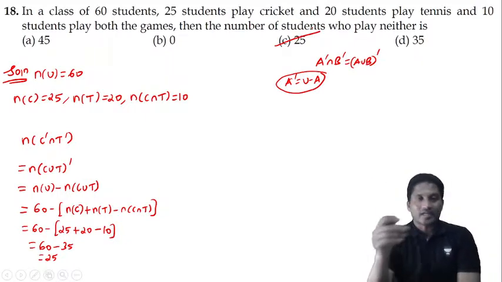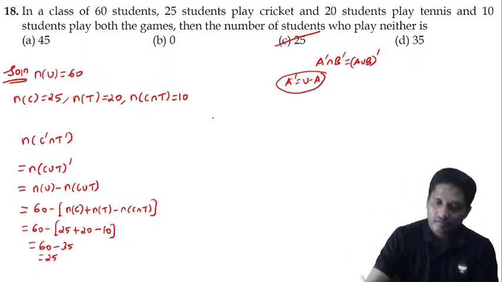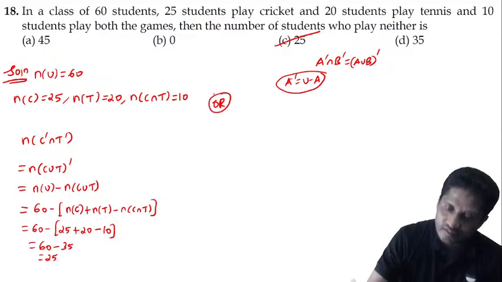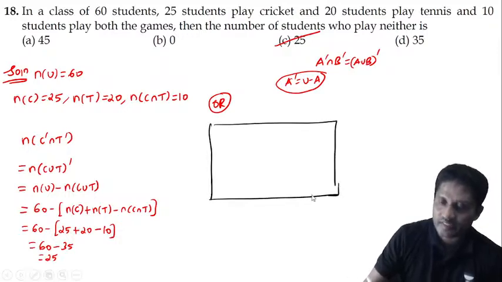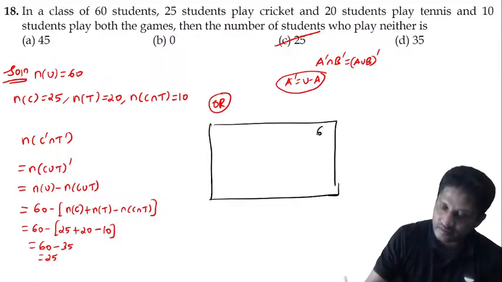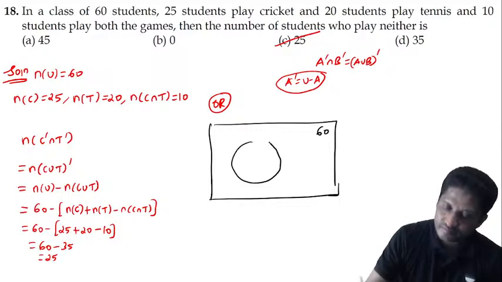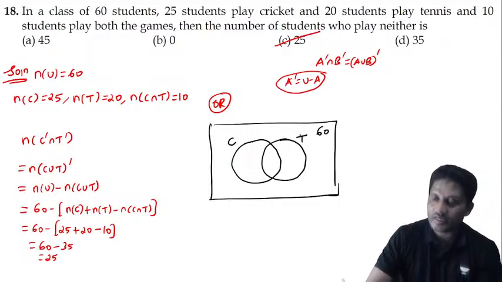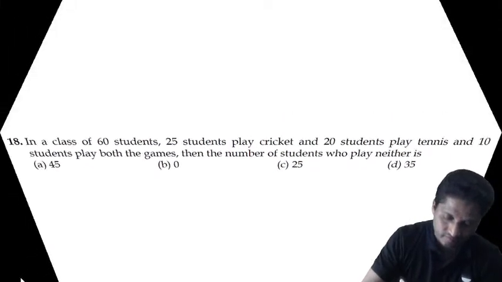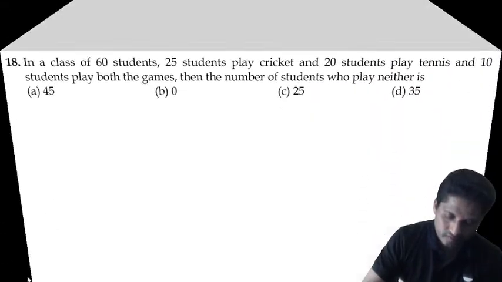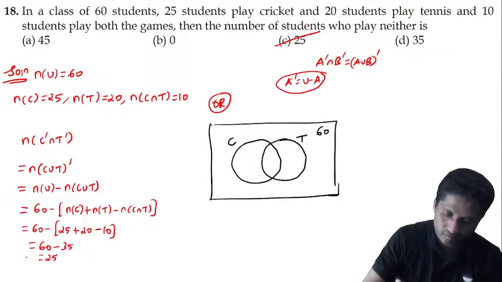Right, now rather than I do all these steps, we can directly crack this using a Venn diagram, guys. Let's say you have a diagram like this. The total is 60 students. Let's say this is cricket, this is tennis. According to the question, 10 play both tennis and cricket, so this will be 10.